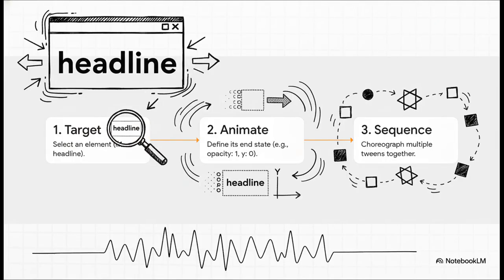Picture the big hero section at the top of a website. With GSAP, you can create a super polished entrance in basically 3 steps. First, you target something, like your main headline. Second, you just tell it what its final state should be. You know, an opacity of 1 and a vertical position of 0. And third, you just sequence these little tweens together.